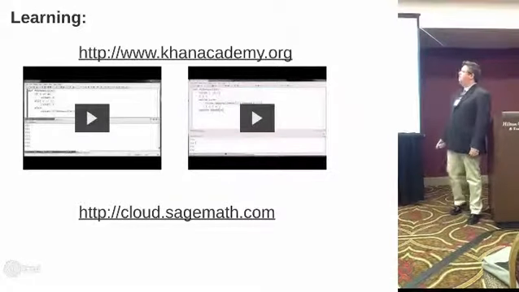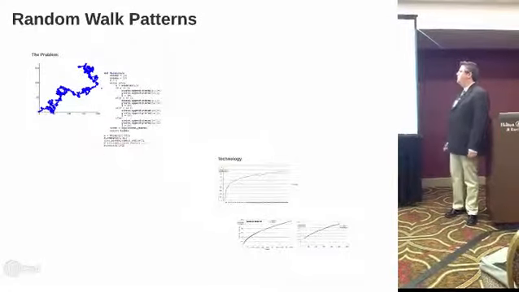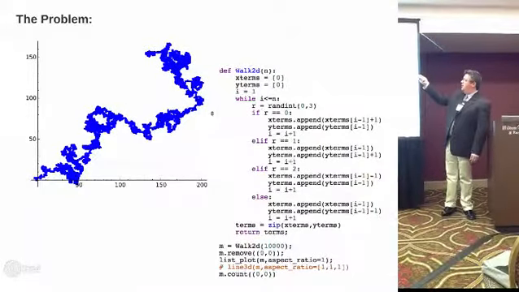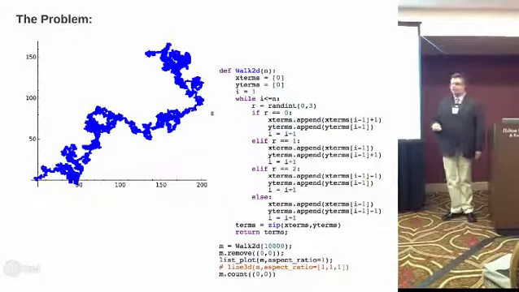And so that's sort of what we did with Fibonacci numbers and Fibonacci divisibility. The other big idea that I had was having to do with random walks. So this code on the right generates a 2-dimensional random walk, or drunkard's walk, if you will.